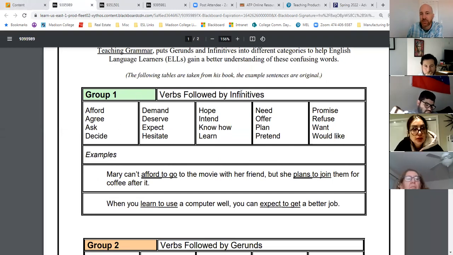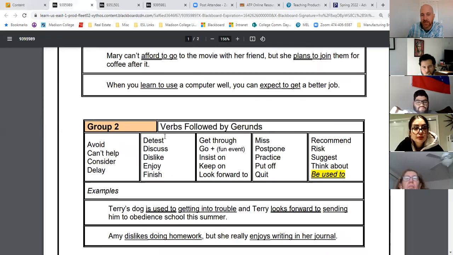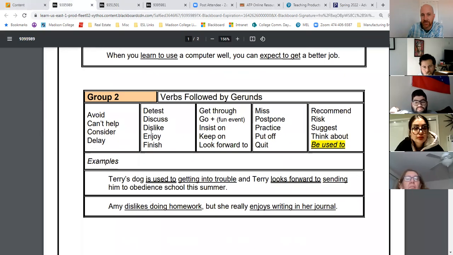Group 1, these are verbs followed by infinitives. And then I have a couple of examples below. Here are some of the most common verbs followed by gerunds. So after all of these, you use ing. Here's a common one, enjoy. I might say Javier enjoys fishing. Noor enjoys cooking. Mao enjoys reading. All of those are gerunds, okay?